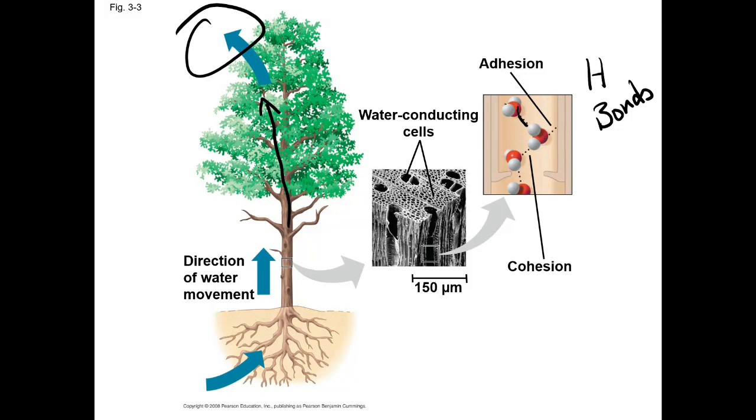And here you see the little Mickey Mouse shapes. As this one gets pulled up, it pulls the next one with it, that pulls the next one, etc., etc., etc. Here's just an electron micrograph of those xylem vessels, the little tubes that are in the trunk of the tree. But any plant really has these, even shorter plants. It's just not as impressive.